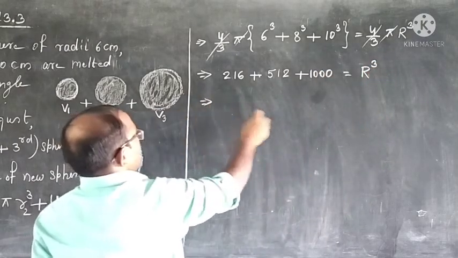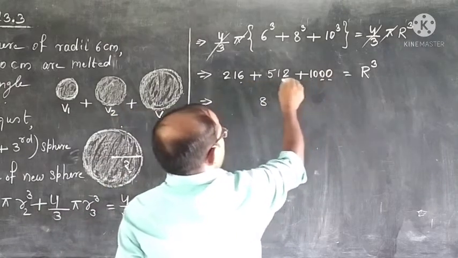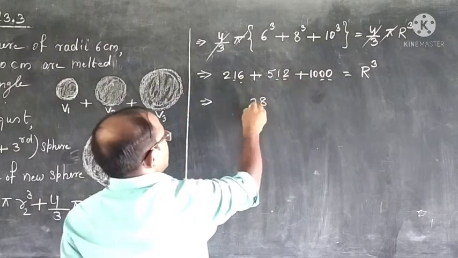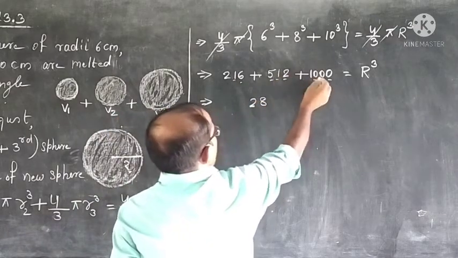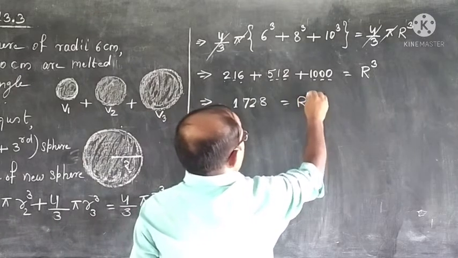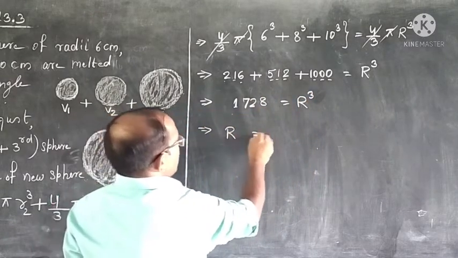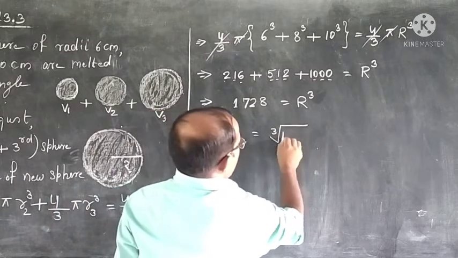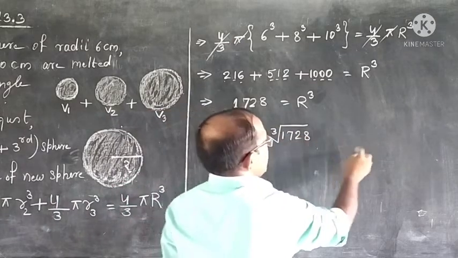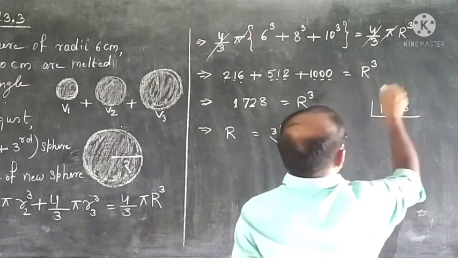Let us add all this: 216 plus 512 plus 1000 is equal to R cube. R cube is equal to 1728. So, R will be equal to the cube root of 1728. We need the factorization to get the cube root of 1728.